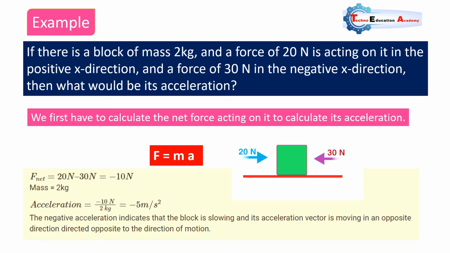Here the mass is already given, 2 kg. So we find the acceleration from this equation: acceleration equals F divided by m, where F means net force and m means mass. The net force we have already calculated, minus 10 Newton, and mass is 2 kg. So acceleration equals minus 5 meter per second square. The negative acceleration indicates that the block is slowing, and its acceleration vector is directed opposite to the direction of motion.